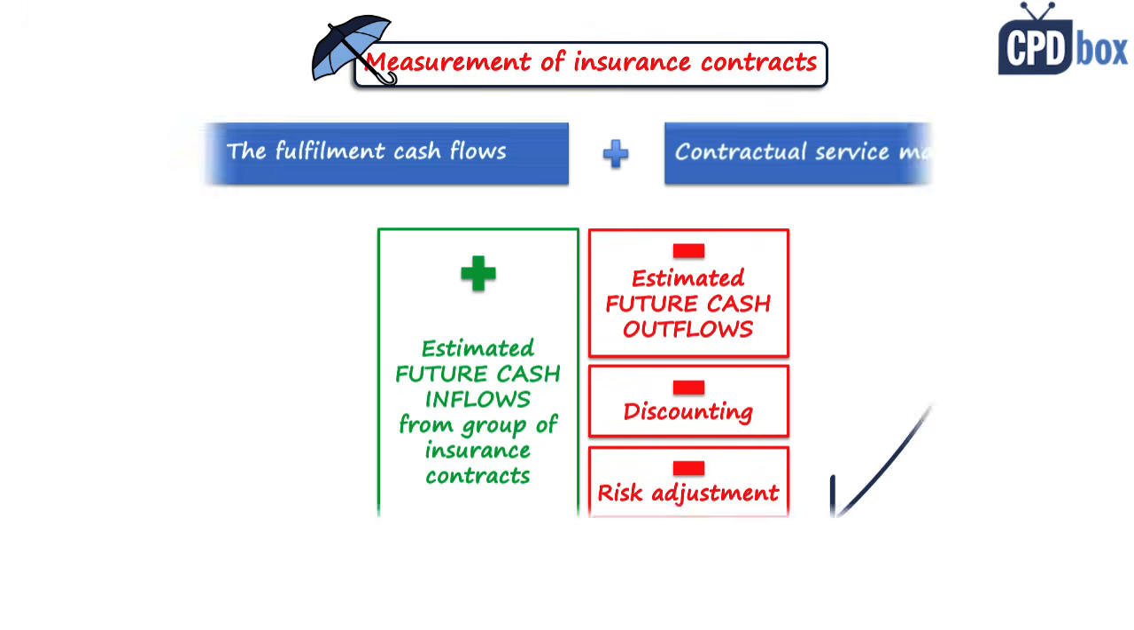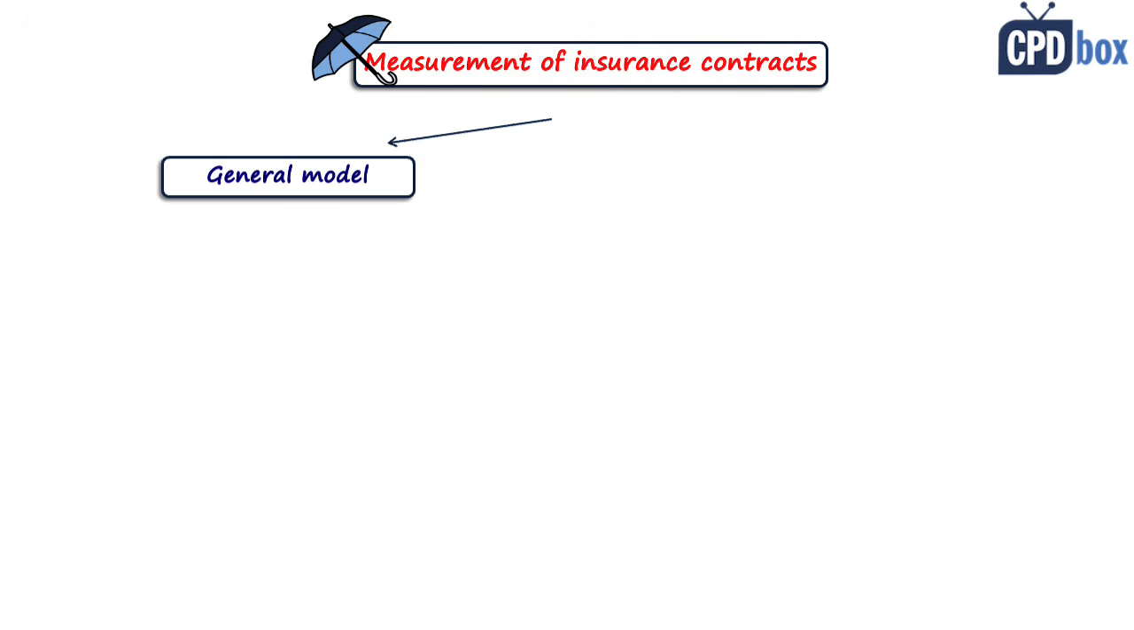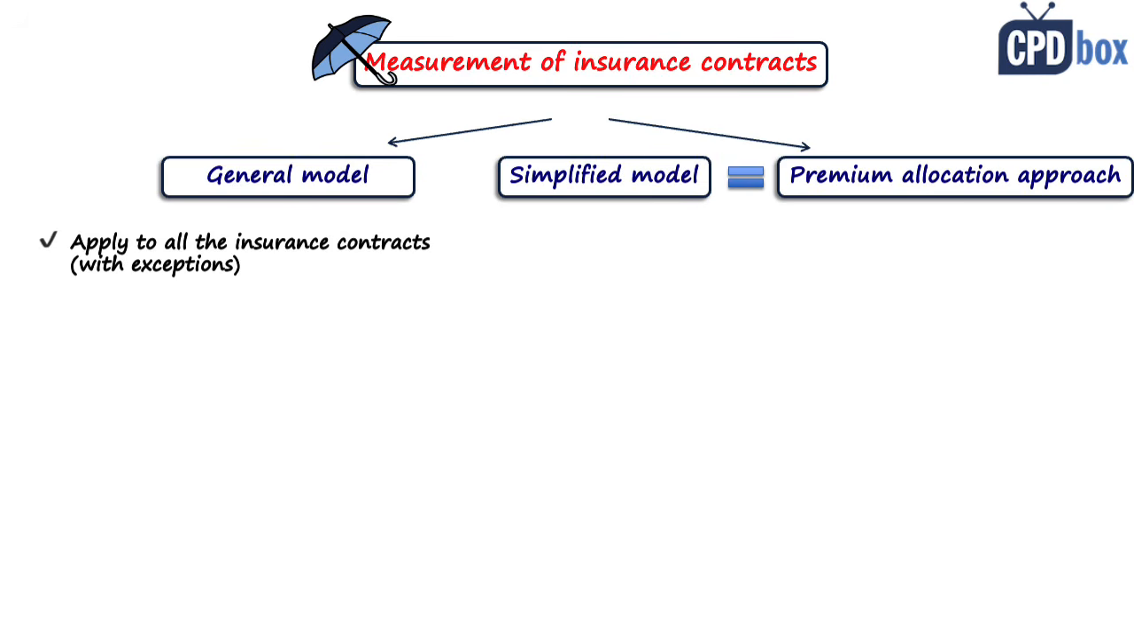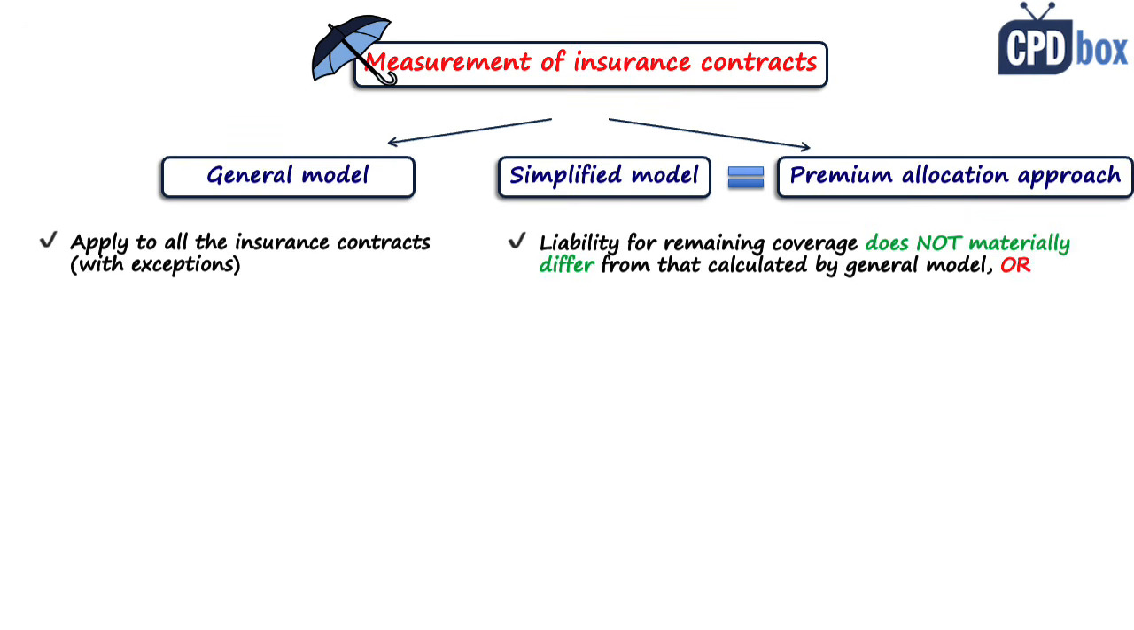All right, so far we spoke about the general model that applies to all insurance contracts with some exceptions. And then there is a simplified model, which is the premium allocation approach. You can apply this model only to some groups of insurance contracts that meet certain conditions. Either the liability for remaining coverage under this approach does not materially differ from the liability for remaining coverage under the general model. So here you would need to test it and compare it. Or the coverage period of all contracts within the group is 1 year or less. So yes, you can apply the simplified model here too.